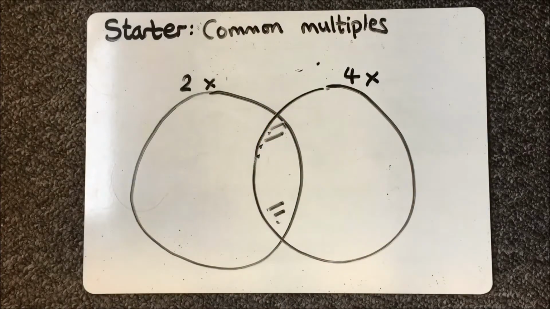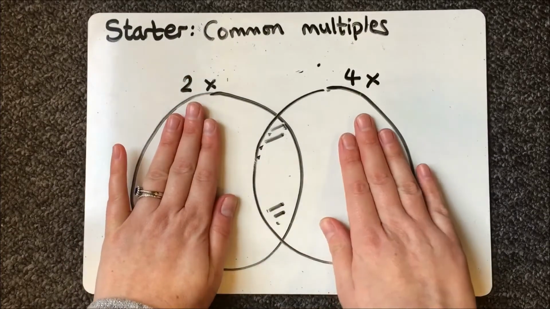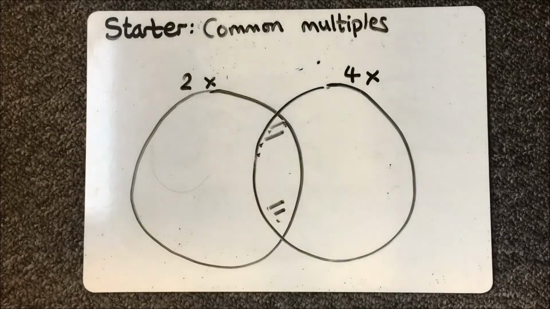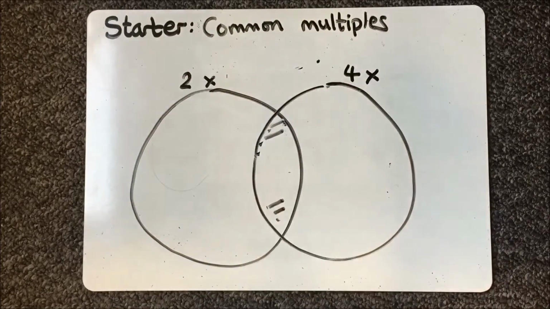What do you think we're going to put in here? Here are multiples of 2, here are multiples of 4. When they overlap and they're shared? That's right. In here, we're going to put the numbers that can be both in the 2 and the 4 times table. They're common multiples. You might be able to think of some already.